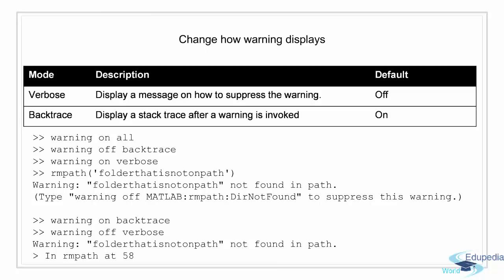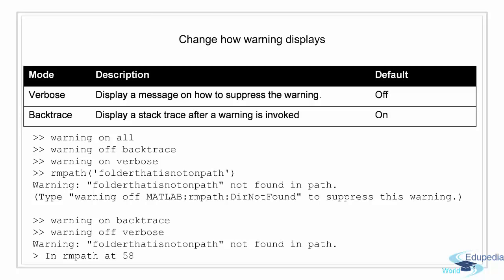When I enable the verbose warning, Matlab displays an extra line of information with each warning that tells you how to suppress it. Here in the first section of the code, I have disabled backtrace and enabled all warnings and verbose as well, and then ran rmpath with input a folder that is not on the path. So I obviously get the warning that the folder is not found in the path. Plus, as verbose output is on, I get an extra line from Matlab suggesting how to suppress this warning. Here Matlab suggests using warning off to turn off this warning.